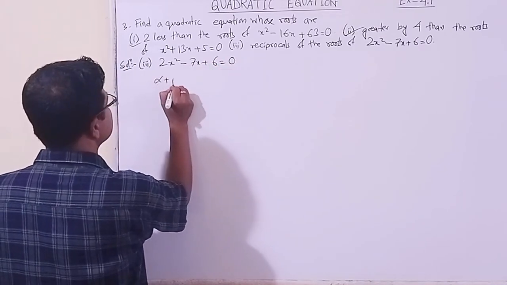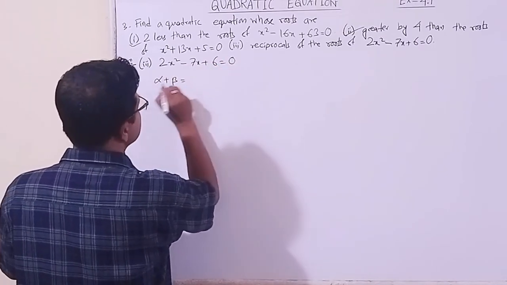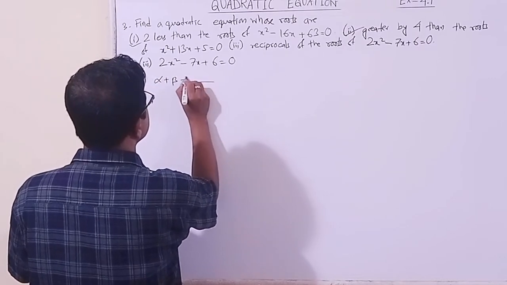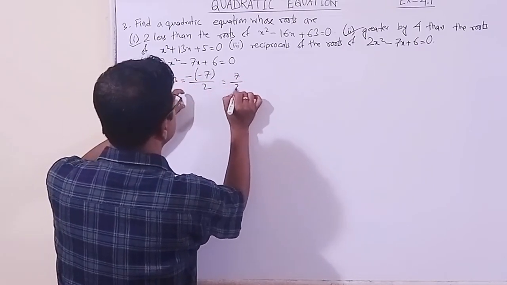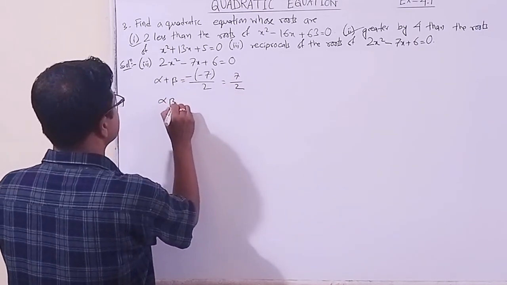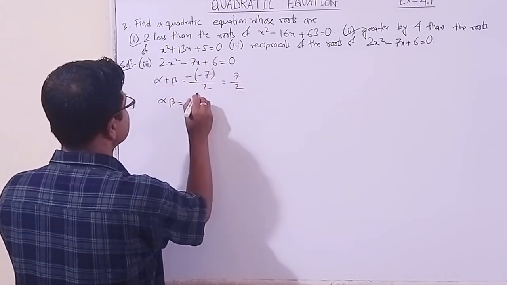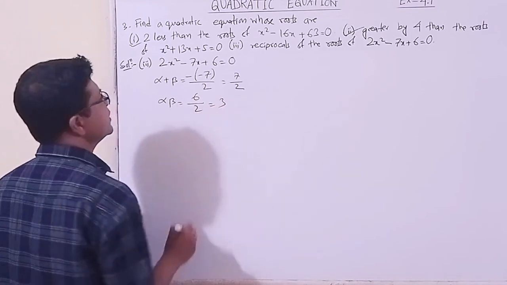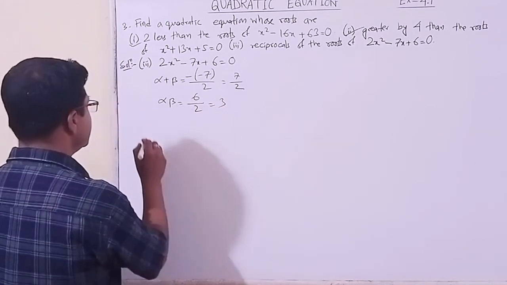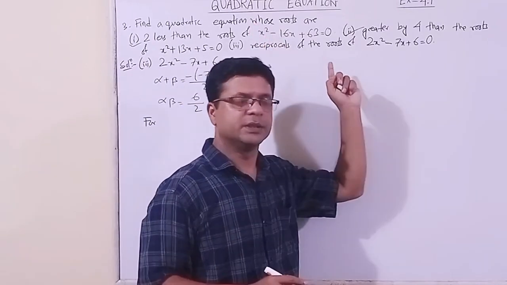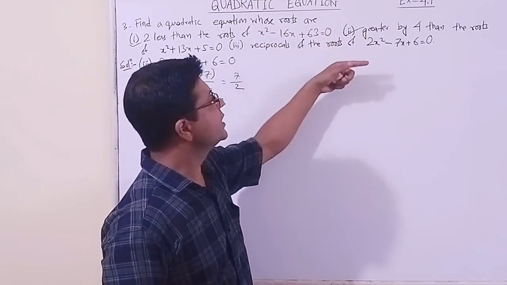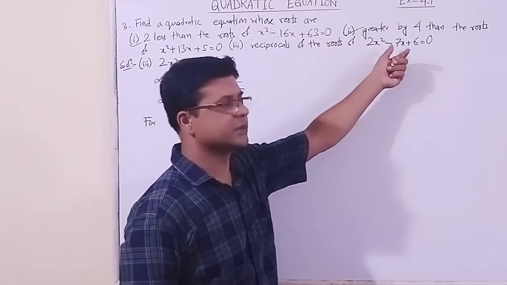Here, what is the sum of the roots? This is minus b by a, so this is 7 by 2. Product of the roots, c by a, is equal to 3. Now we have to find a quadratic equation, isn't it? For the required quadratic equation, what is the nature of the roots? They are the reciprocals of the roots of this.